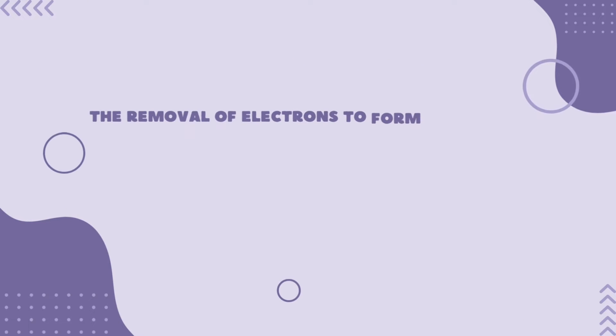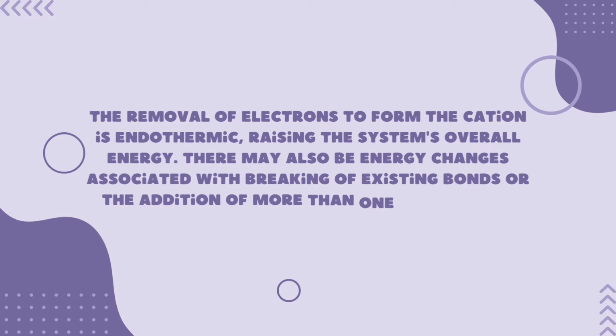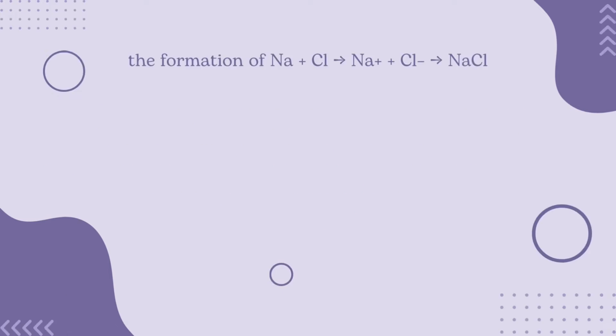The removal of electrons to form the cation is endothermic, raising the system's overall energy. There may also be energy changes associated with breaking of existing bonds or the addition of more than one electron to form anions. Next, covalent bond.